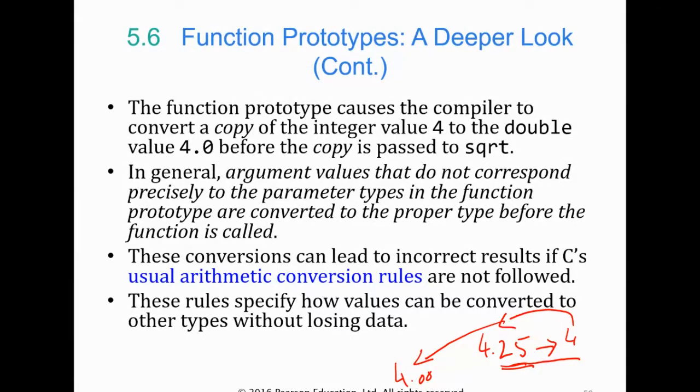So conversions generally follow C's usual arithmetic rules. If it is an integer, it will automatically be converted into a float. But if it is a float and you're trying to convert it into an integer, then you will lose some information, and that may cause you some logical errors at the very least.